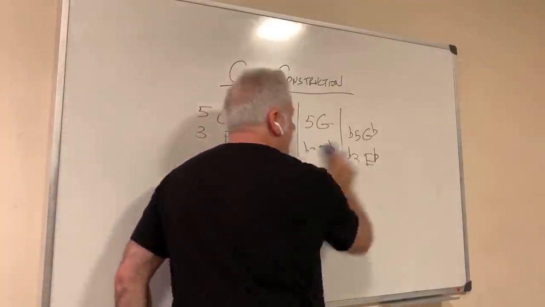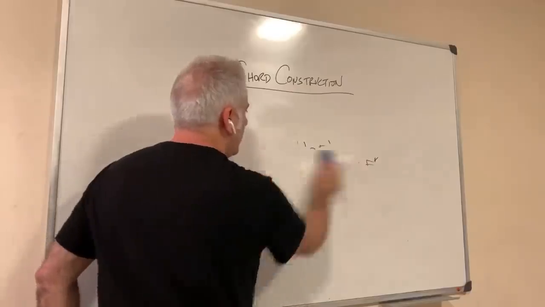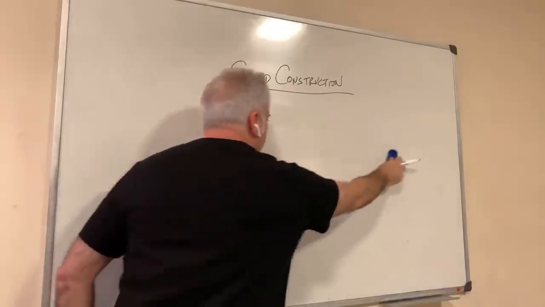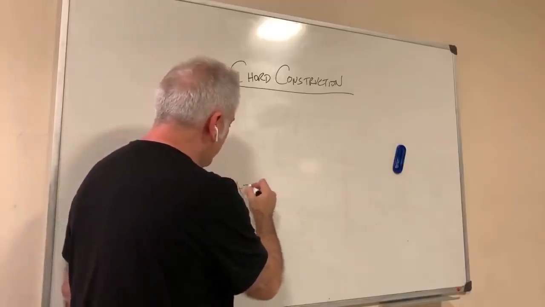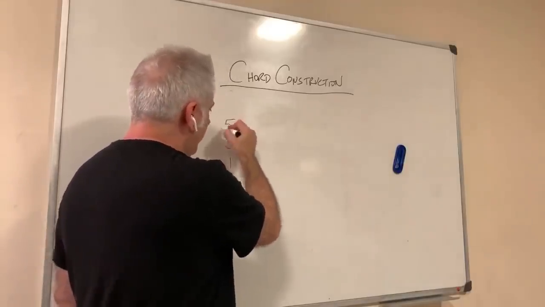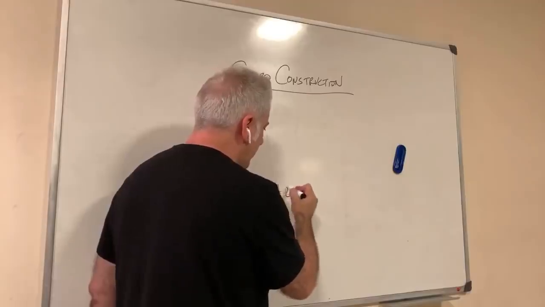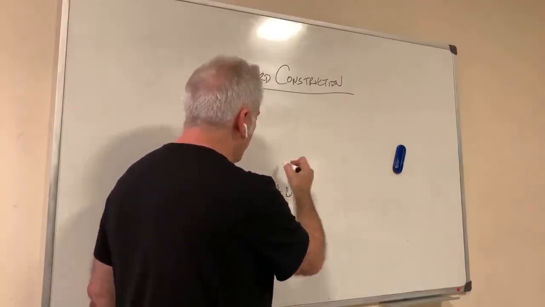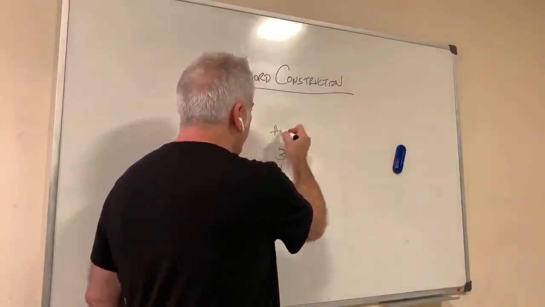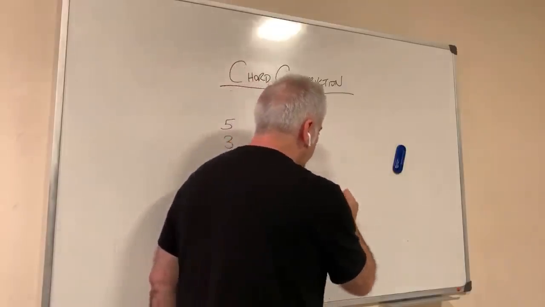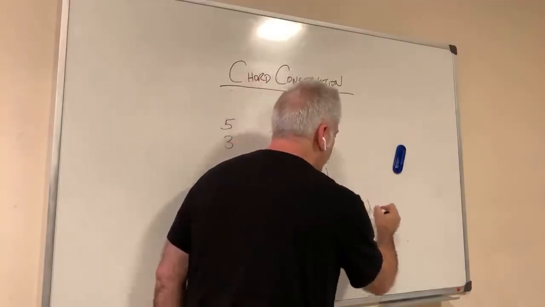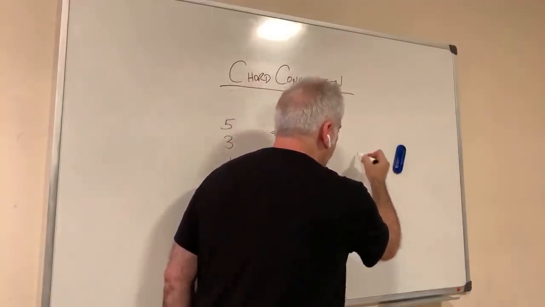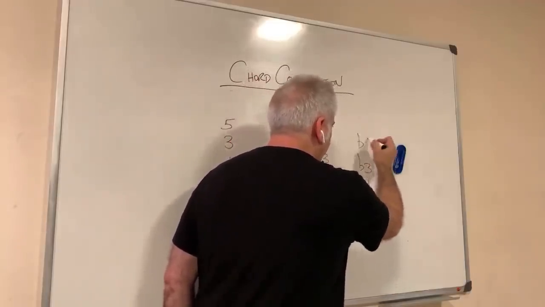Written another way, like this. Writing these things out is really helpful. Major, 1, 3, 5. Augmented, AUG is augmented, 1, 3, sharp 5. Minor, 1, flat 3, 5. And diminished, 1, flat 3, flat 5.